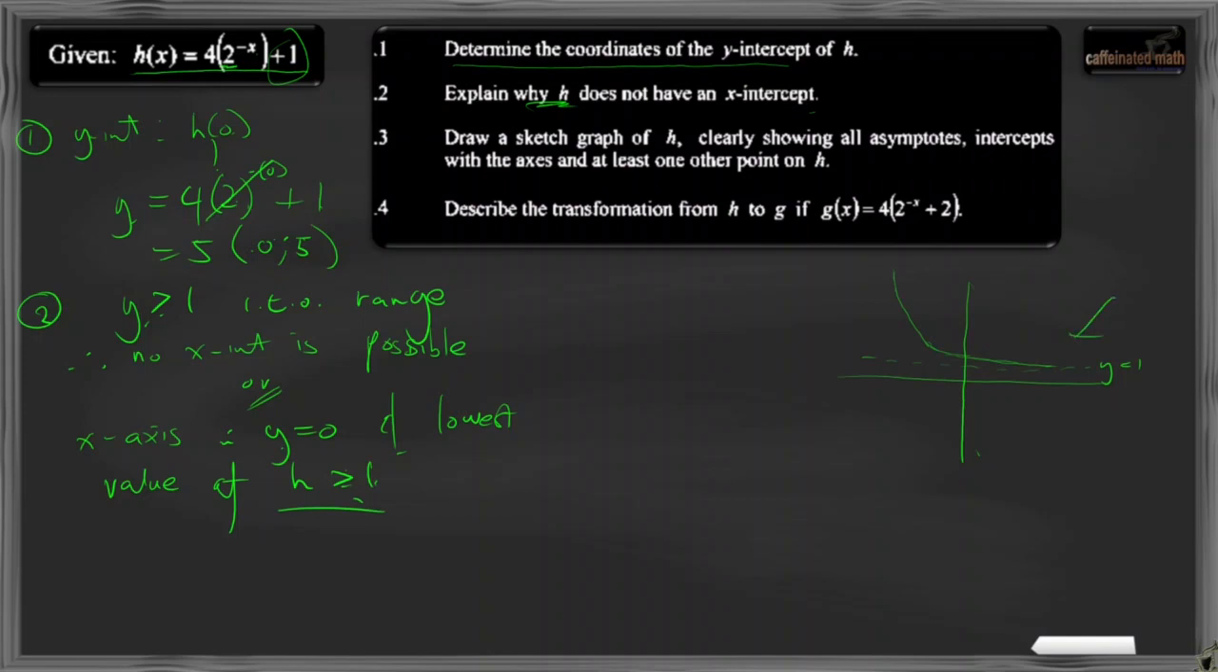Well, draw a sketch of h, clearly showing all asymptotes and intercepts with the axes. And we can handle that roughly. If that is our y-intercept, and that is our x-intercept. Just draw an asymptote, as you said. So that's y equal to 1. You can take that to be the value 5, which we calculated right over there.